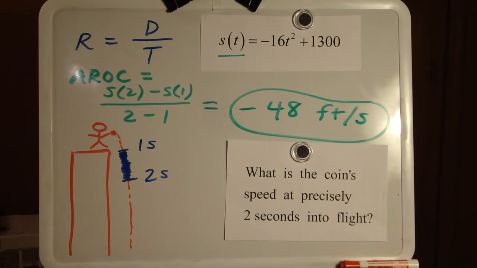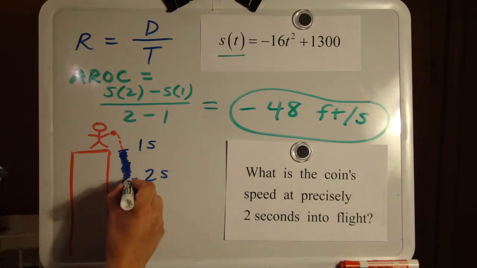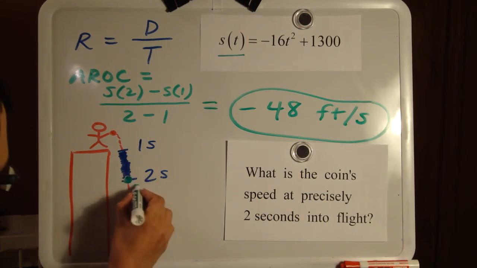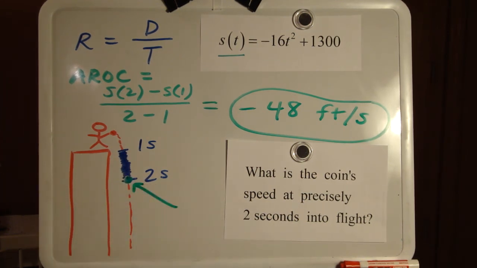It is saying, really, if we could zoom in on this location right here at this spot, right at 2 seconds, the question becomes, if we could take a snapshot of the coin there, how quickly is it moving? So this here is the idea of shrinking the interval to a single point. So this is where we need the derivative idea.